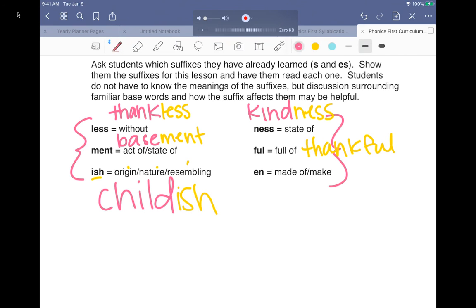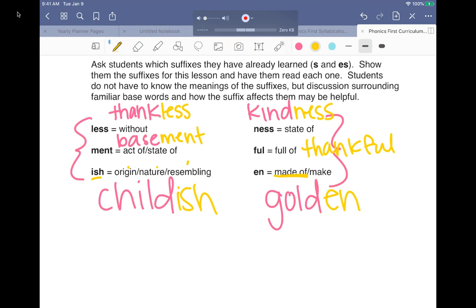And this is my favorite word to use with N. What's that word there? Gold. Now what's the word? Golden. It means I am made of gold. So if I say my necklace is golden, what does that mean? It is made of gold.